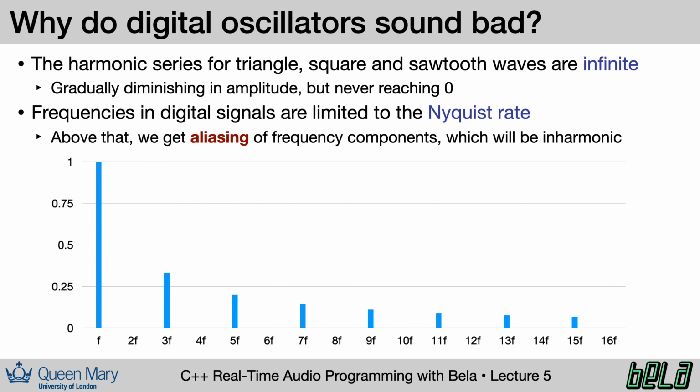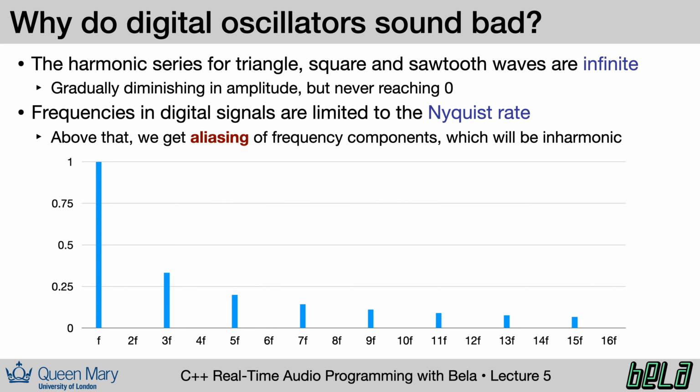This helps answer a very important question about why digital oscillators often sound so bad. As we saw, the harmonic series for these waveforms are often infinite, gradually diminishing in amplitude but never reaching zero. The problem that we have here is that digital signals are limited to no more than half the sample rate, which is known as the Nyquist rate. Any frequency components above the Nyquist rate are going to be aliased, which basically means that they're going to be reflected downward back into the lower frequencies, oftentimes in a very inharmonic way.